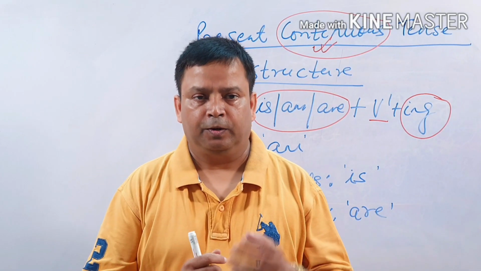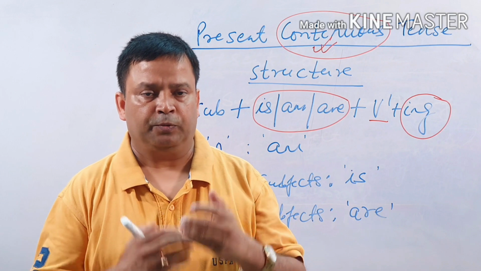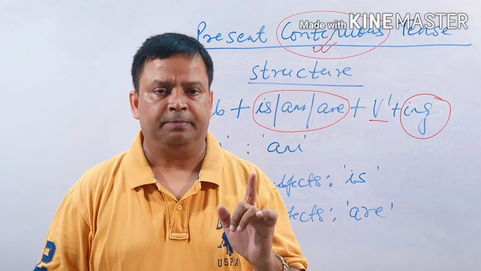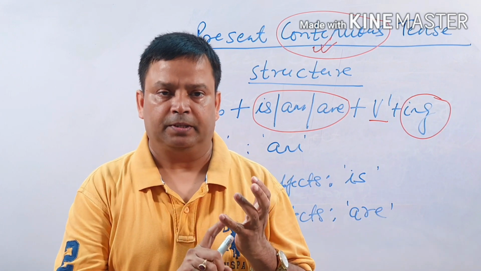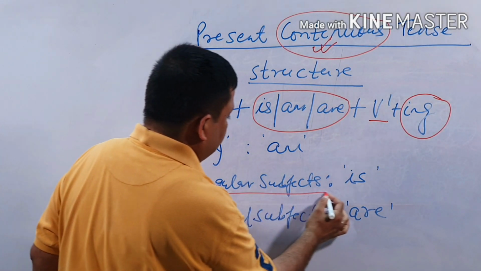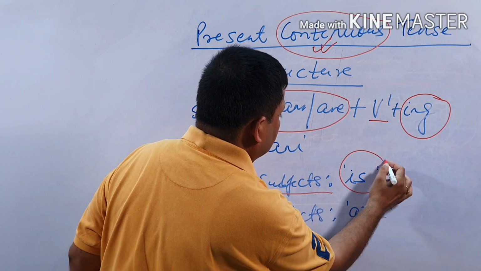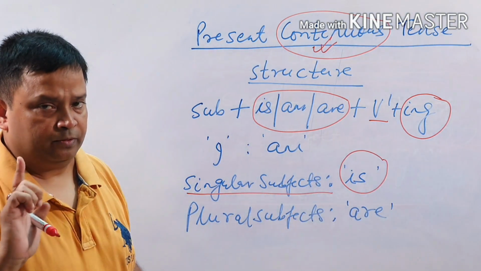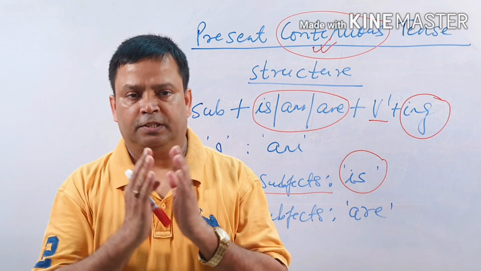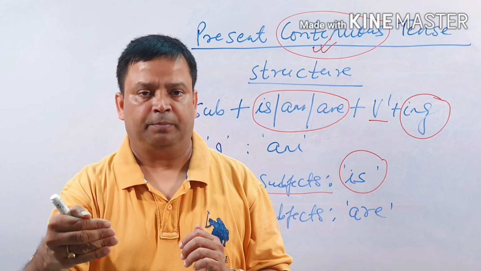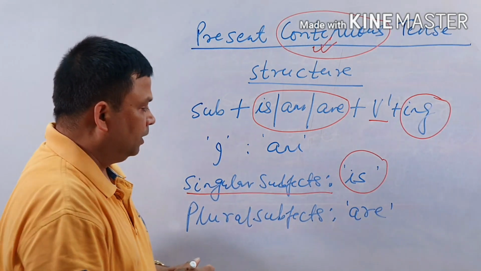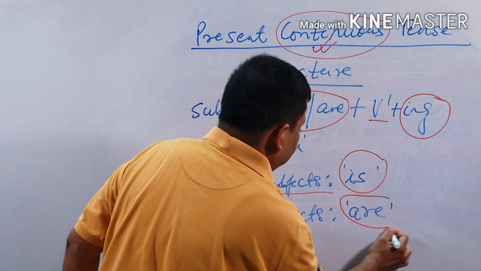I will tell you which helping verb has to be used with which subject. So let's talk about the singular subjects. Singular subjects, that means one in number. So wherever you find a singular subject, you have to use the helping verb "is". This is rule number one. Rule number two, whenever you find a plural subject, that means a subject which is more than one in number, you have to use "are", that is the helping verb.